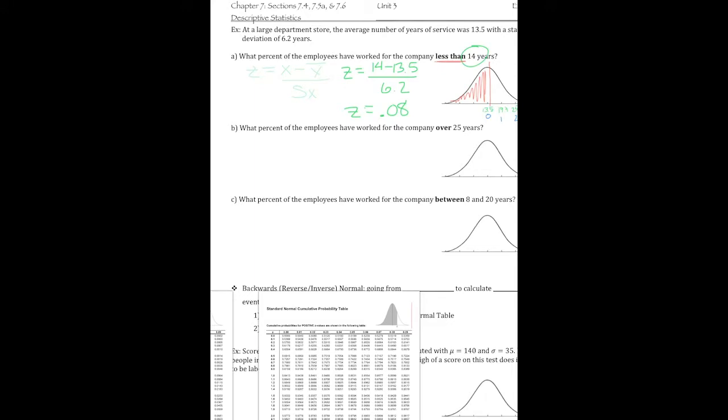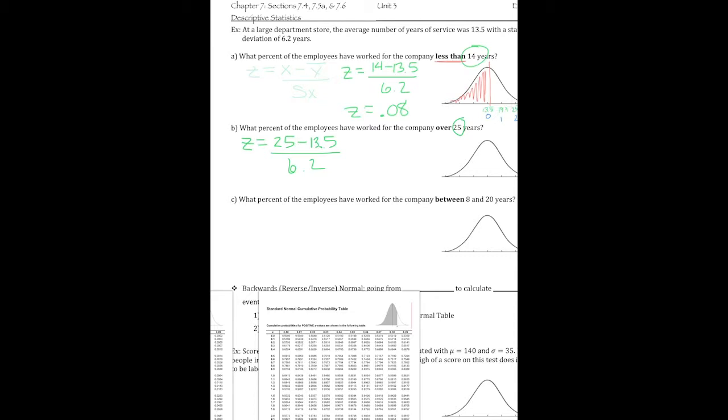Now let's go ahead and take a look at a greater than problem. When you look at greater than problems, remember your chart only goes for values to the left. It only gives you that percent or that probability to the left. We need greater than, which would make it to the right. So question B says, what percent of the employees have worked for the company over 25 years? So over 25. Very first step, find your z-score. Z equals the value. Our value that we're talking about right now is 25, minus the mean. We're sticking with the same survey or same study. We'll be at 13.5 for our mean, divided by our standard deviation of 6.2.